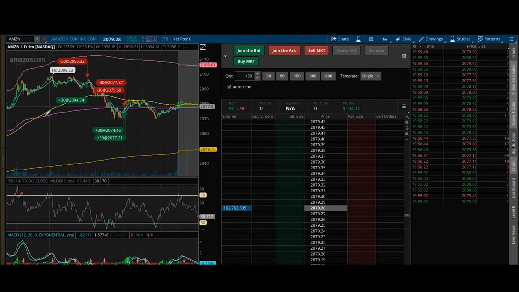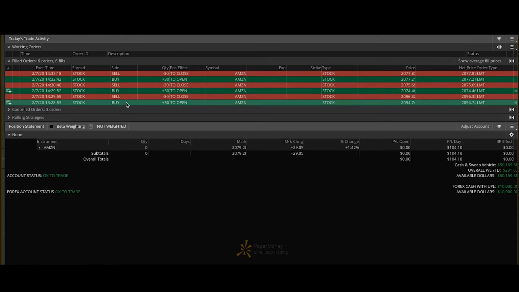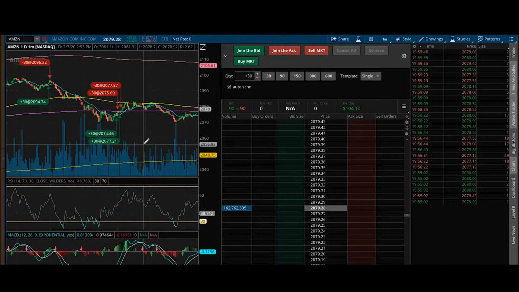Got in my first trade. I only took 3 day trades, so buy, sell, buy, sell, buy, sell. You can also see here from my monitor, buy, sell, buy, sell, buy, sell. And again, it's no different from my live account. I also do the same thing.